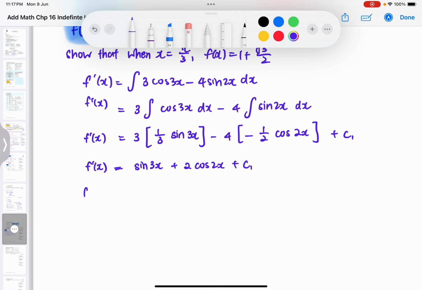So we'll integrate one more time, f prime of x will just be the integral of sine 3x plus cosine 2x plus c1.